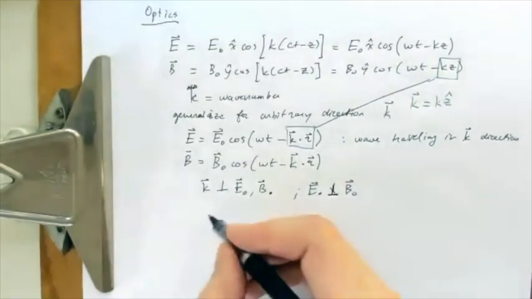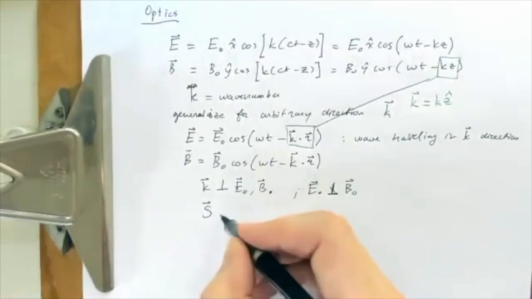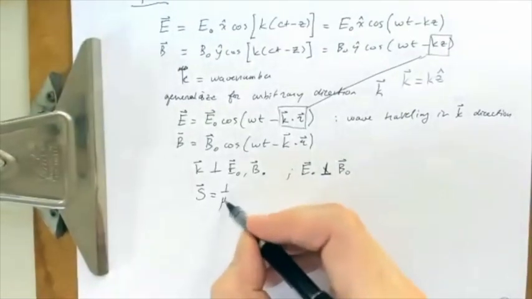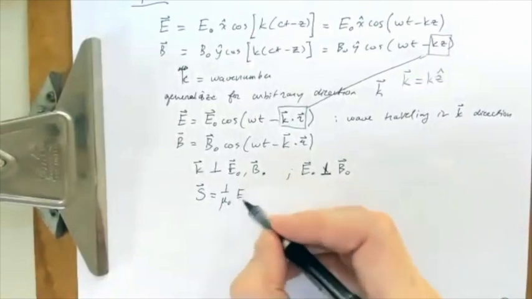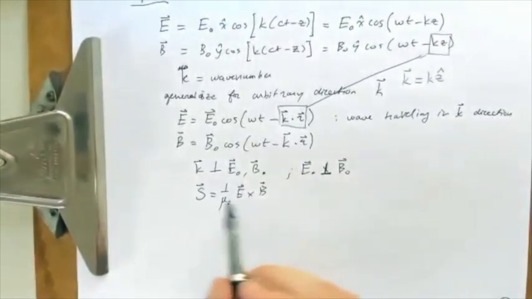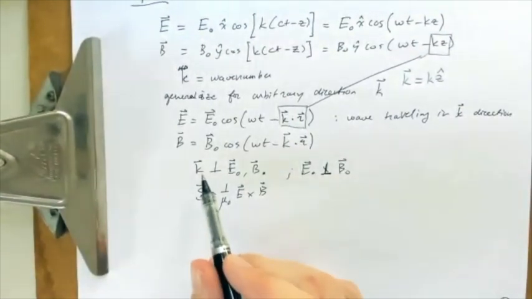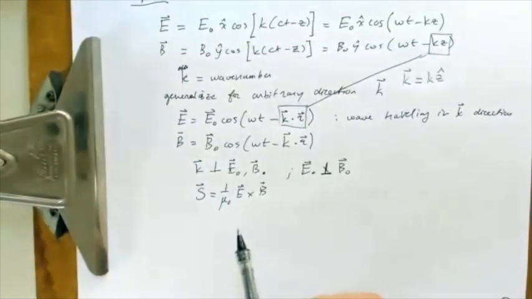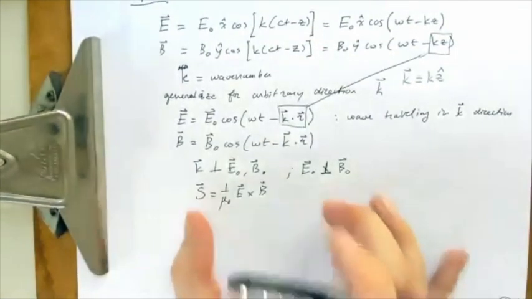And then finally, we know that the S vector, that's the pointing vector, that's going to give you the direction of propagation of the wave. So that's E crossed with B. So it's not that hard to show that K and S are pointing in the same direction. Okay, they just have slightly different units. Okay, so this is the generalization for arbitrary direction.